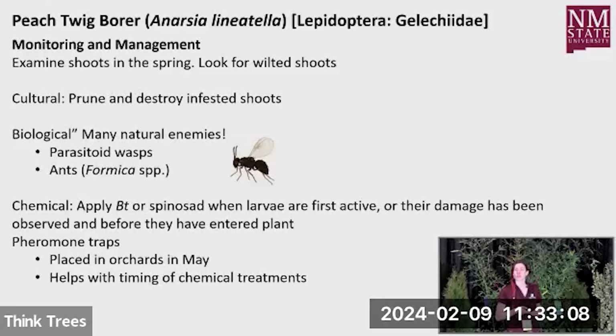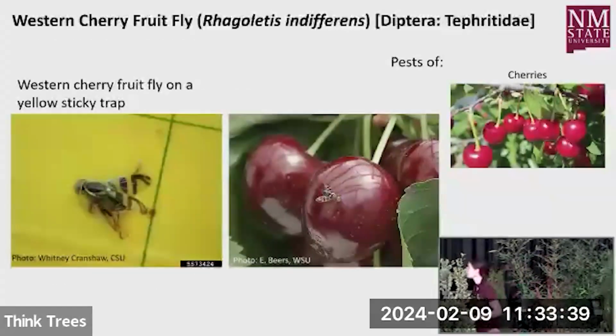There are biological agents for these peach twig borers. So we do have parasitoid wasps, and a certain genus of ants, Formica, will like to feed on them. And there are insecticides available, but you're going to want to apply them when the larvae are first active and once their damage has been observed, before they enter the plant. And there are pheromone traps available for monitoring these, and they should be placed in your orchards in May. And this helps with the timing of those insecticides.